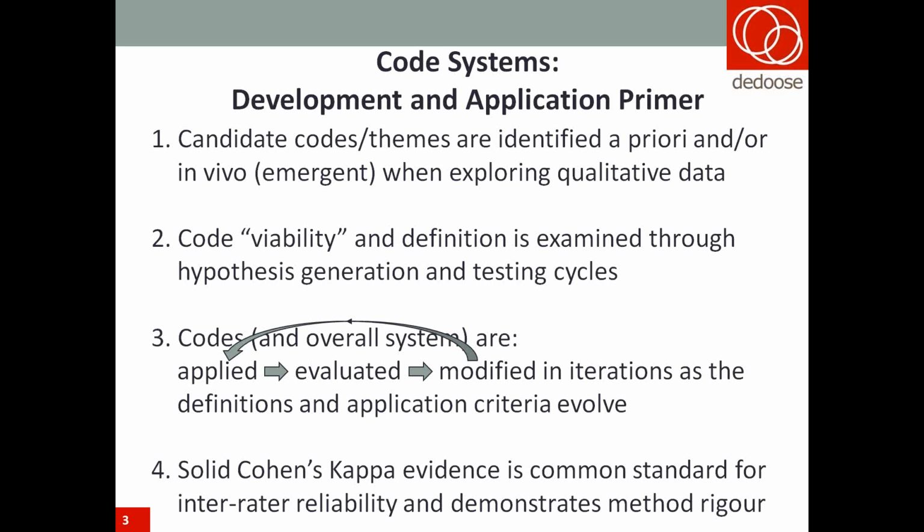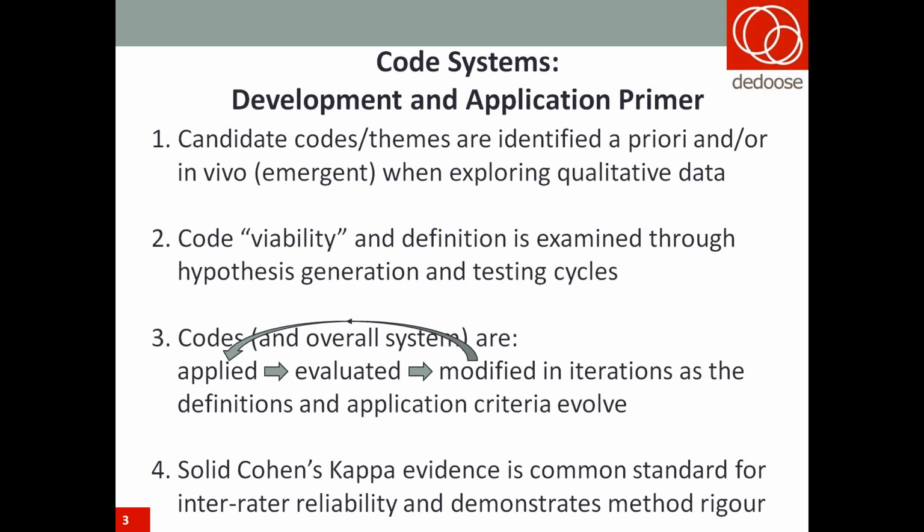So, code systems. When we develop these code systems, from a grounded theory perspective, people who approach their qualitative data that way go in with a blank slate and search for themes within the qualitative data themselves, with no conception of what those codes are going to look like prior to entering the data.